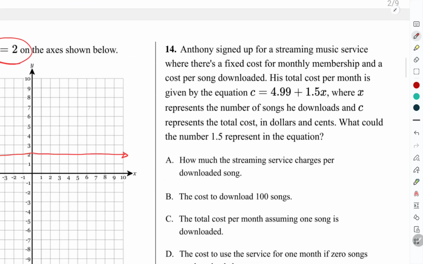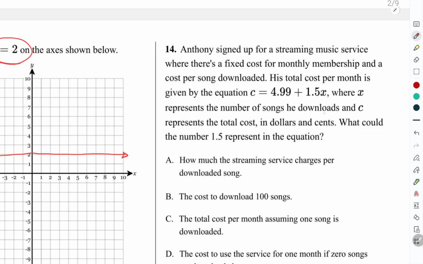Word problem, kind of. Anthony signed up for a streaming music service. There's a fixed cost for monthly membership. That's like you have an Amazon subscription that comes in, it's 20 bucks a month. Okay. And then you have to have a cost per song that you download. His total cost per month is given by this equation.